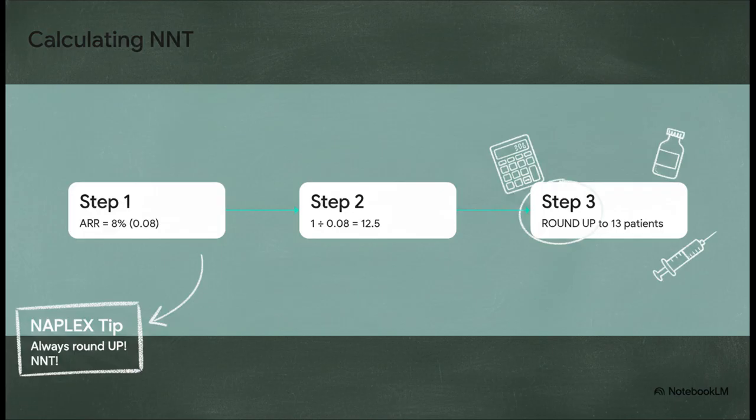Now here is a massive exam trap outlined in Step 3. If your calculation yields 12.5, you must always round up to the next whole number, making it 13 patients. Why? Because you literally cannot treat half a patient. Even if the math came out to 12.1 for number needed to treat, you always round up to ensure you actually achieve that one positive clinical outcome.